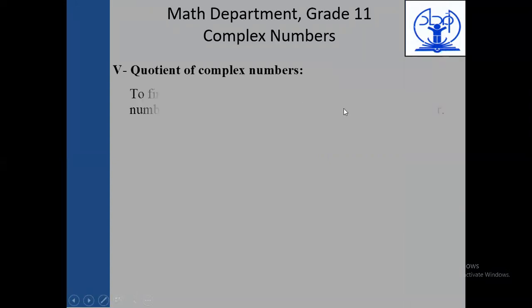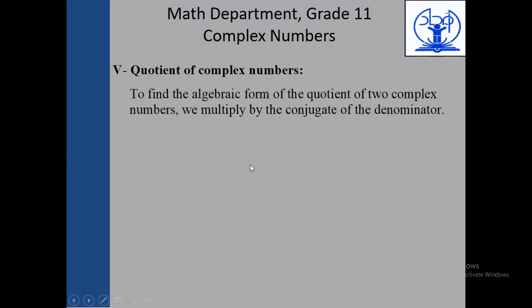What about the quotient of two complex numbers? How do we find the quotient of two complex numbers? We've studied already how to add two complex numbers, how to subtract, how to multiply, and even how to find an exponent for a complex number, like (1 plus 3i) all squared or all cubed. But how can we do something like (1 minus i) over (2 plus 3i)? How can we write this as one complex number in its algebraic form?